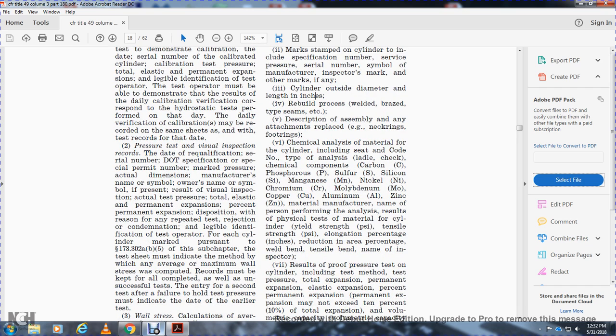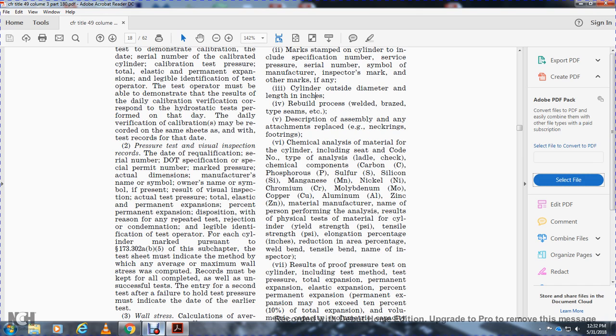Pressure testing and visual inspection record: the date of requalification, serial number, the specification, special permit number, the marked pressure, actual dimension, manufacturer name and symbol, owner's name and symbol, the pressure, the result of the visual inspection, actual test record for the total elastic and permanent expansion, disposition for any repeated tests, rejection or exemption, and legible identification of the test operator for each cylinder marked pursuant to 173.308.